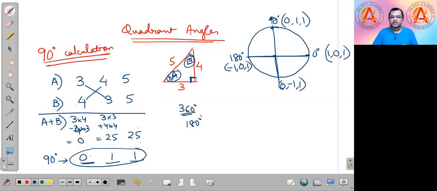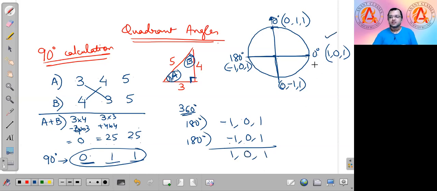so your 180 is minus 1, 0, 1. Again 180 is minus 1, 0, 1. So minus 1 into minus 1 is 1, and 1 minus 0, 1. This side 0, this side 0, it will give you 0, and this is 1, which is verified. You can say 0 degree or 360 degree, whichever. This is extremely important in your trigonometric calculations.